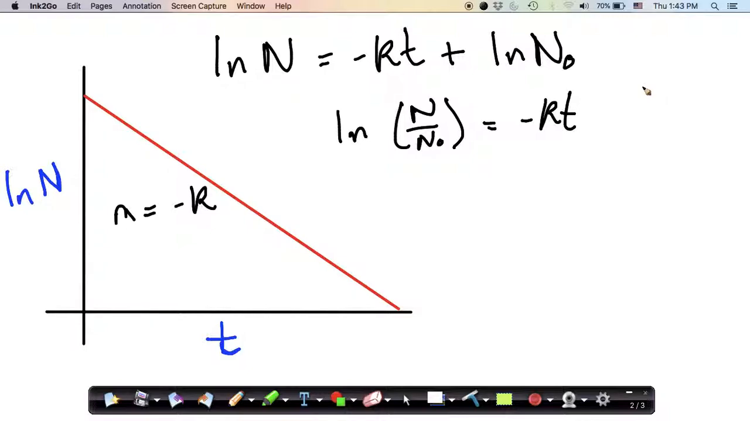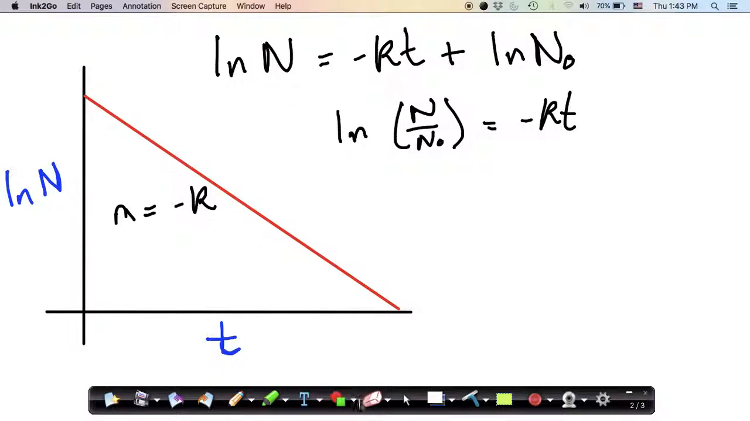So let's talk a little bit about why this particular graph is useful. And this is in terms of the characteristic that we call half-life, which is the time it takes for half the sample of a radioactive nuclide to decay. Think about what we know for the definition of half-life first off.